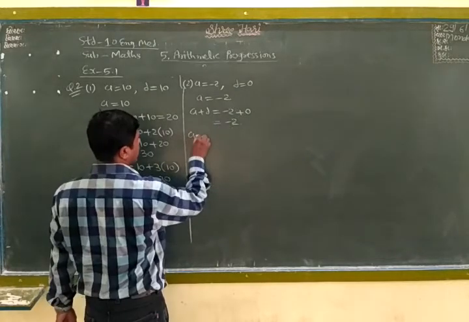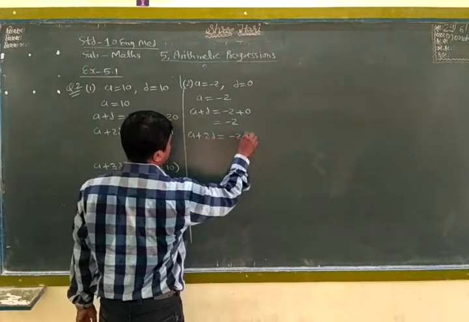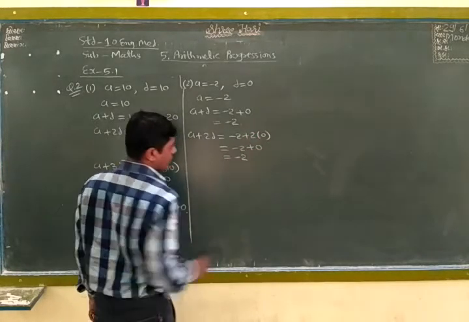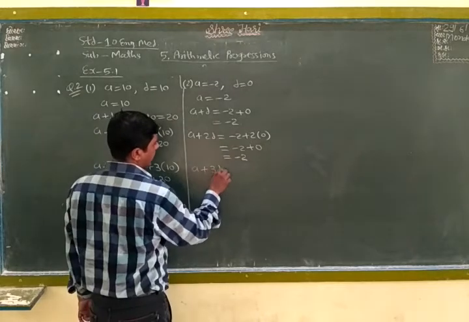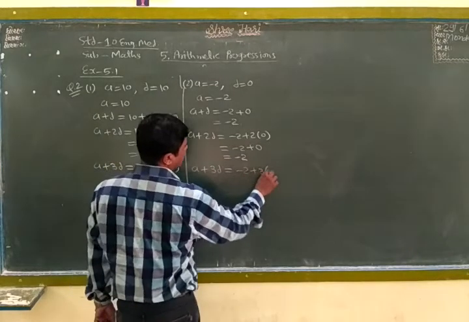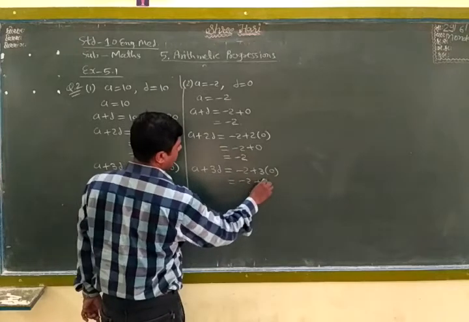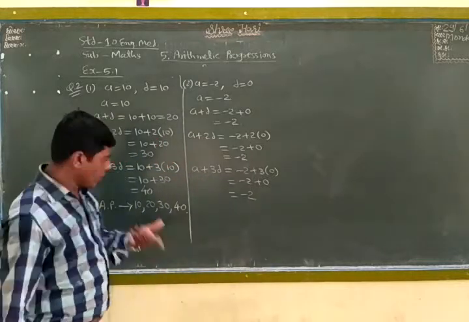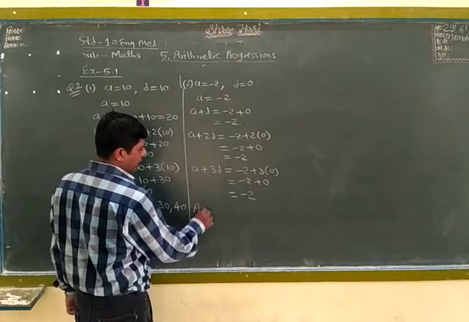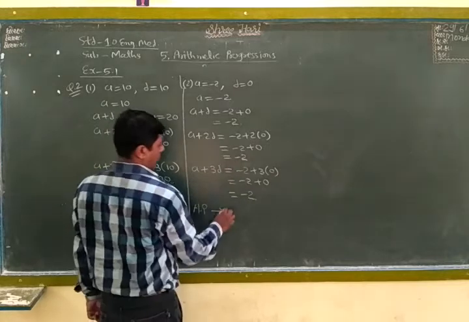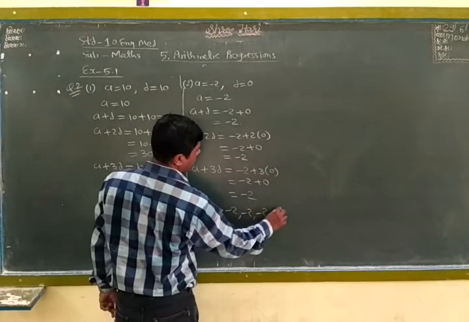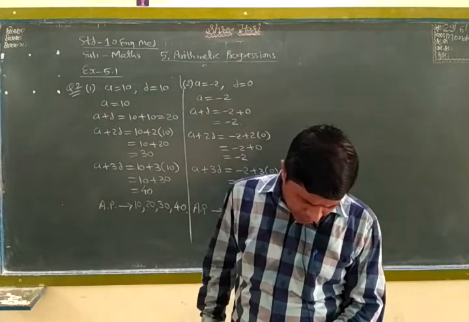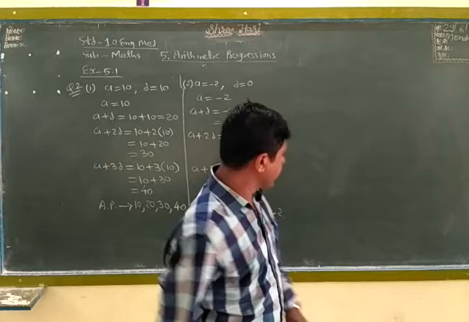A plus 2D, minus 2 plus 2 times 0, minus 2 plus 0, answer minus 2. A plus 3D, minus 2 plus 3 times 0, minus 2 plus 0, any number multiplied by 0 is 0, so answer minus 2. Now we write down the four terms of the arithmetic progression: minus 2, minus 2, minus 2, minus 2. Now A is equal to 4 and D is equal to minus 3.